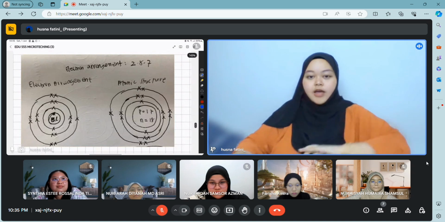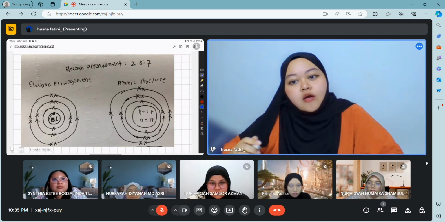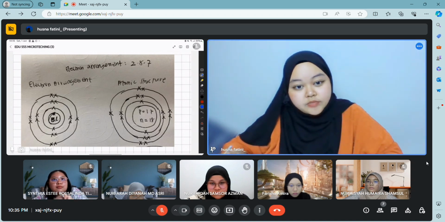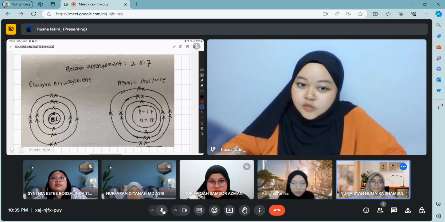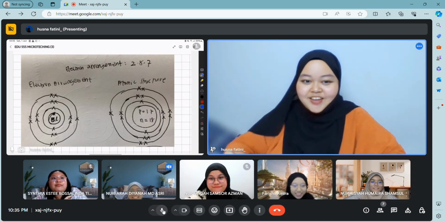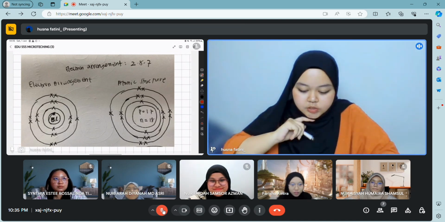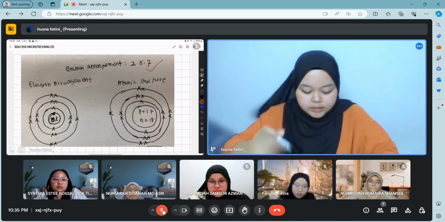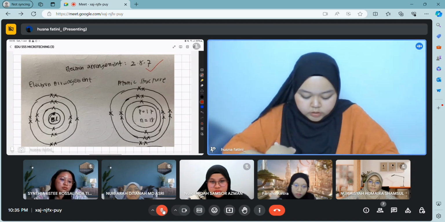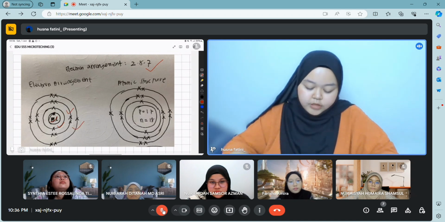Before I check, did you have the same answer, or are there any other answers than this? Same as Linda, teacher. Okay, let's see whether your answer is correct or not. The electron arrangement for the Cl, this one is correct. The nucleus is correct. The first shell consists of two. Alright, this one is correct for the electron arrangement.